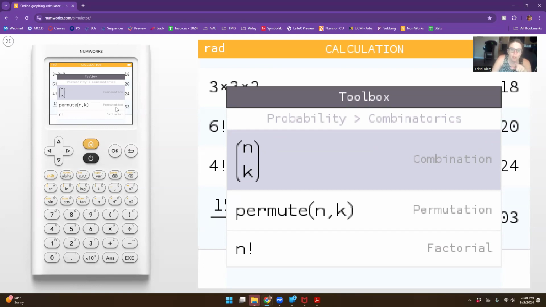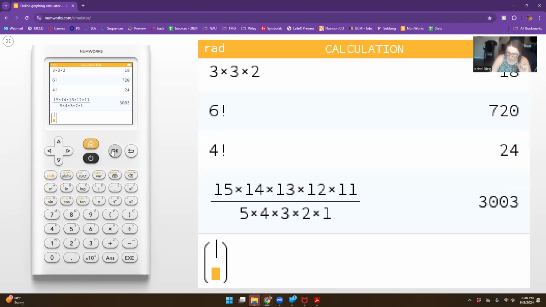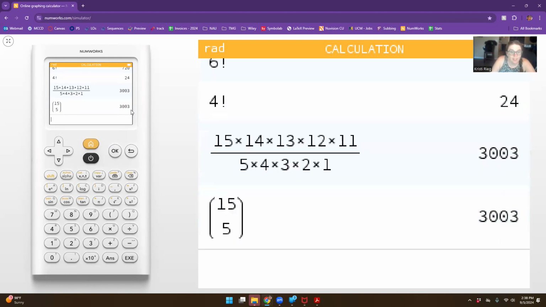Look at this one, permutation. We don't use that word. If you don't know what it means, then don't use the button. So it's very easy to see we are using the combination button because we're talking about combinations. So I'm going to hit OK. And now it gives me my 2 spots. So I had 15 choose 5. And look at that, exact same answer, way faster.